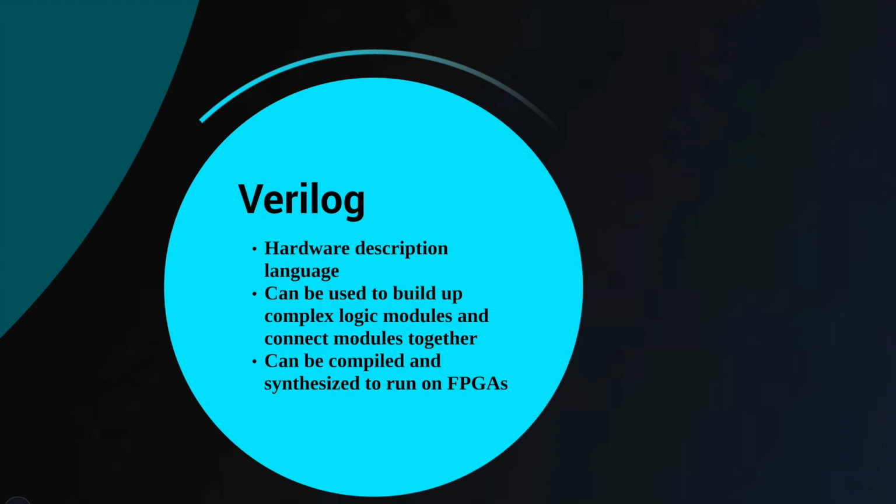To develop our software, we used Verilog, which is a hardware description language, and can be used to build up complex logic modules and connect modules together. Our pipeline was constructed of submodules, which were each their own Verilog file. We also had a test bench which wrapped around our pipeline and was able to read in the inputs and read the resulting outputs to test the functionality of our pipeline. We can then synthesize this code and run it on FPGAs.